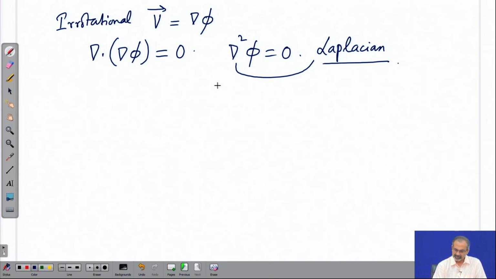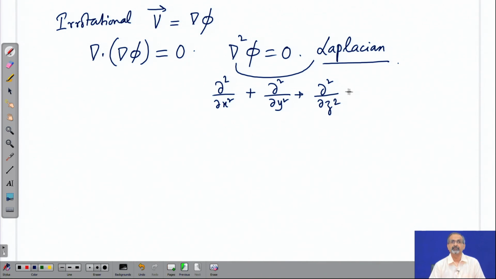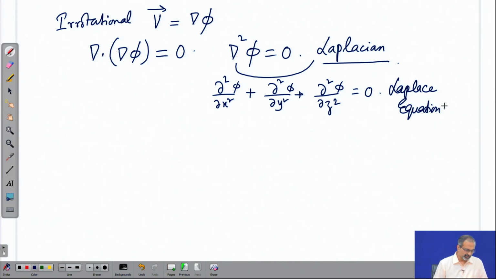And in Cartesian space, how does it look? It looks like this. It comprises second derivatives in space, and it basically operates on phi, and when we set it equal to 0, what we have is the Laplace equation. This is basically a second order linear partial differential equation.